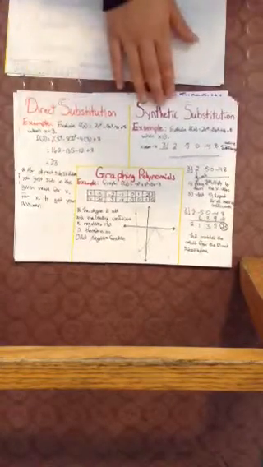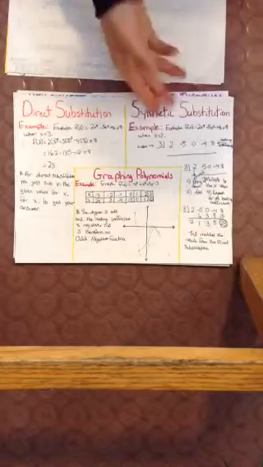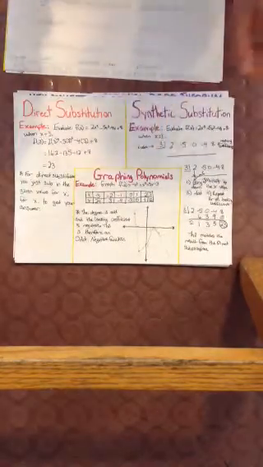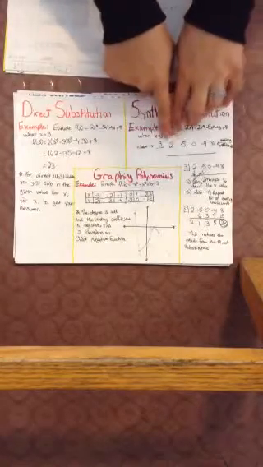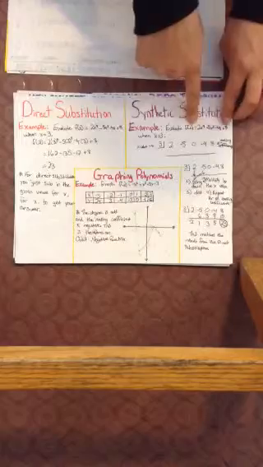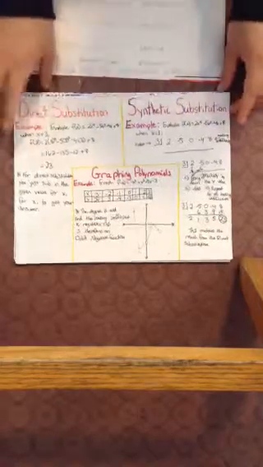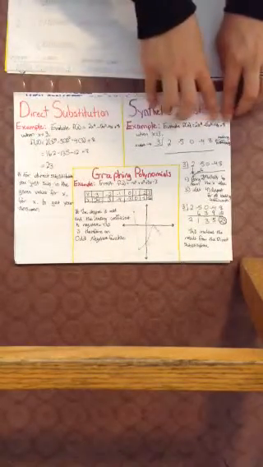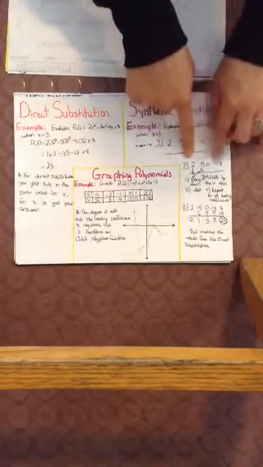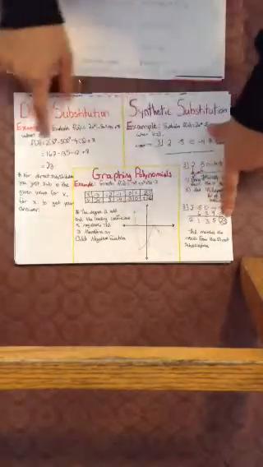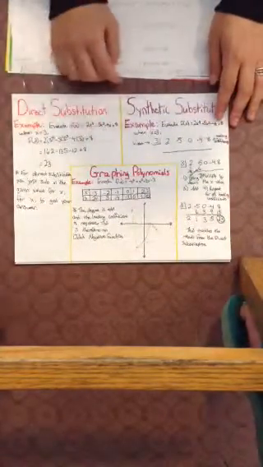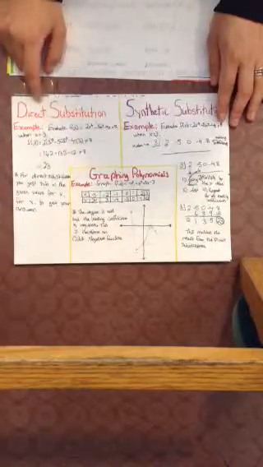And for synthetic substitution, you almost do the same thing, except the x value you plug into the house, almost, and it goes with all of the numbers from the equation. The degrees have to be in order, like numerical value, and if they're not, you have to add in a 0. However, it goes down and ends up with 23 as you had in the last one. And for graphing polynomials, you do the same thing with making a table, however, use direct substitution.